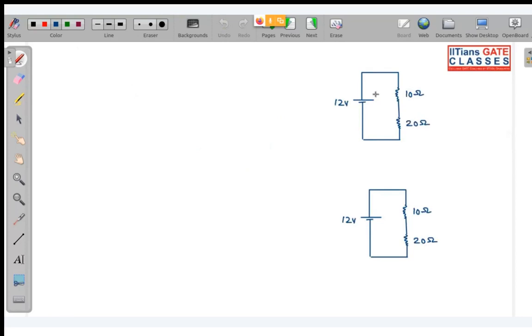Now, suppose I have a circuit which looks like this. I want to find this V1. If I use the voltage divider, it will be 12 into 20 by 30. So this is 8 volt.